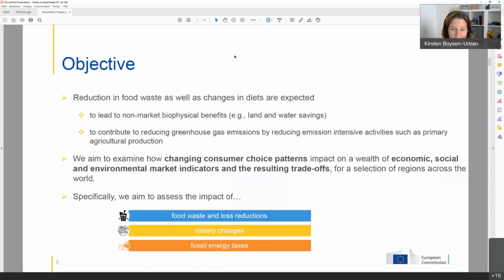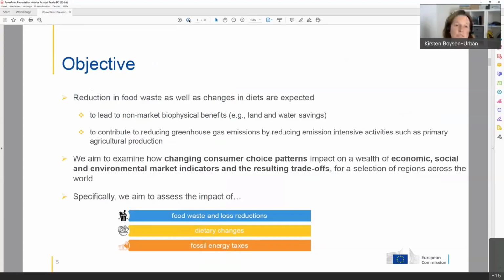Together with food waste and loss, we also aim to have a look at dietary changes and the implementation of fossil energy taxes, because one of these policies or one of these changes cannot tackle the problems alone.